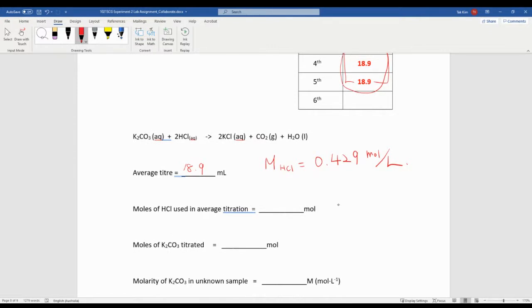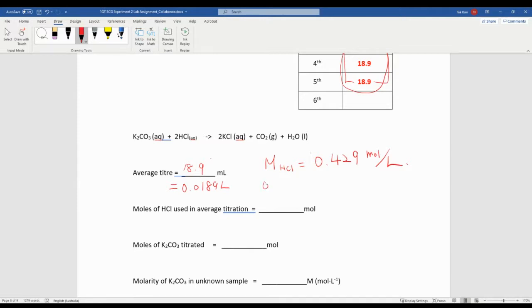And now it is asking for the number of moles of HCl used in the average titration. So you need to find the number of moles of HCl in 18.9 mL. To do that, you'll need to use these two numbers. When you multiply these together, it'll give you moles, right? But you've got to be careful that the average titre over here is at the moment given in mL. So you need to convert this into liters.